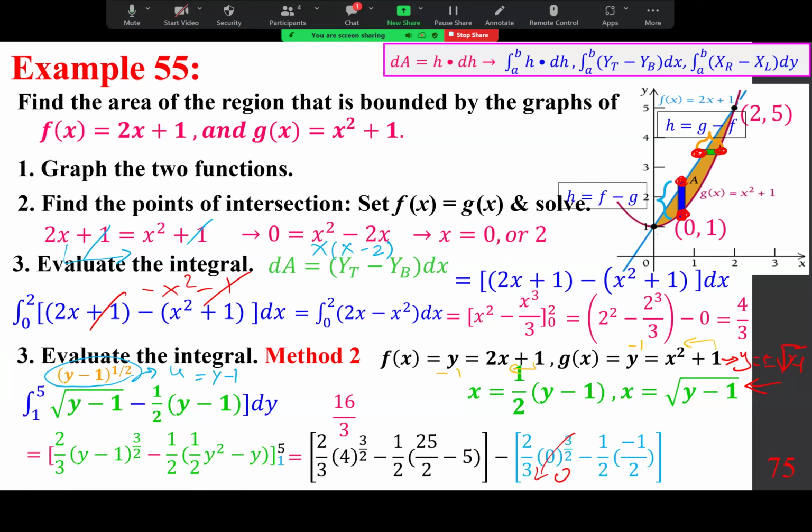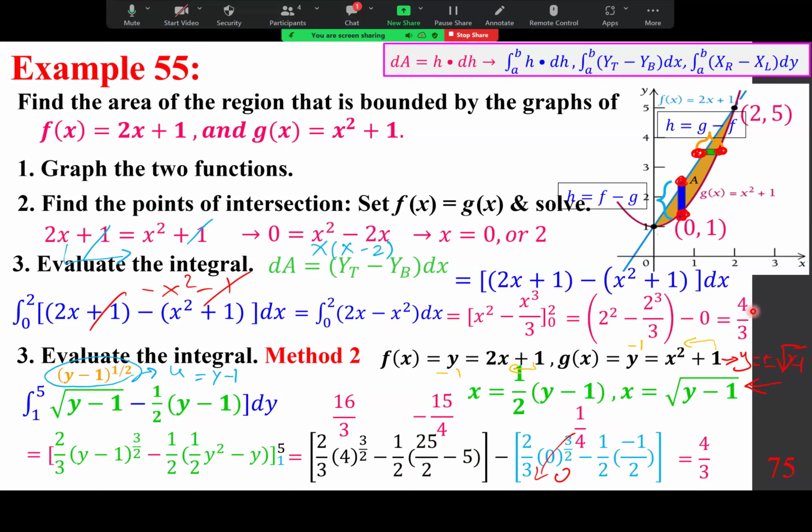And this is 16/3. Because square root of 4 is 2 cubed is 8 times 2, 16/3. This is minus 15 over 4 because 5 times 2, 10. 25 minus 10 is 15. So we have minus 15, and the bottom is 2 times 2, 4. And this ends up being 1/4 because this is 0, and the product of these two is plus 1/4. When we put them together, you get to the same answer.